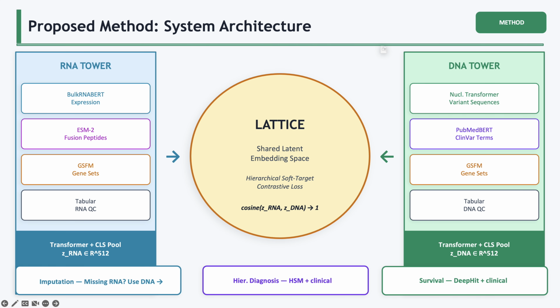On the right side, the DNA tower, same idea, but for DNA. Variant nucleotide sequence through the Nucleotide Transformer, clinical disease term text via something like PubMed BERT, gene set embeddings again through GSFM, and tabular DNA quality control data. Both towers output a 512-dimensional embedding, L2 normalized. These two embeddings get projected into the latent space, the shared space in the middle, by the hierarchical contrastive loss.